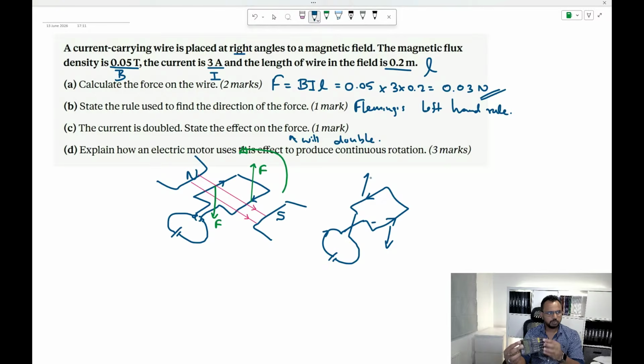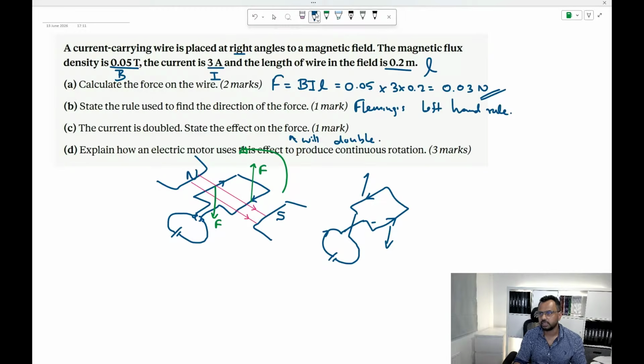Thumbs up if you understand it, right? If you don't use a split ring commutator, it will not rotate in a continuous direction. It will go like that instead. So what we do is we have the split ring commutator. Every half turn, it will change the direction. It will change the contacts, right?